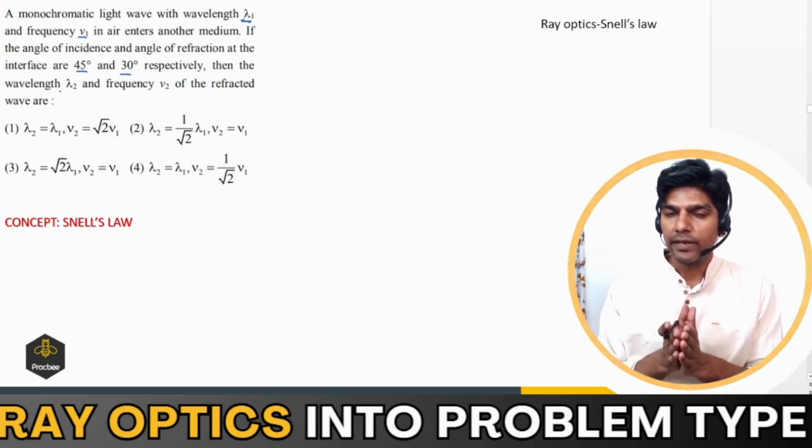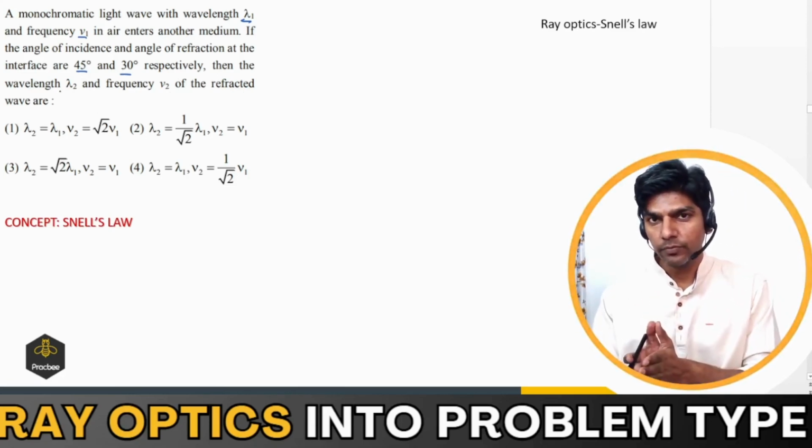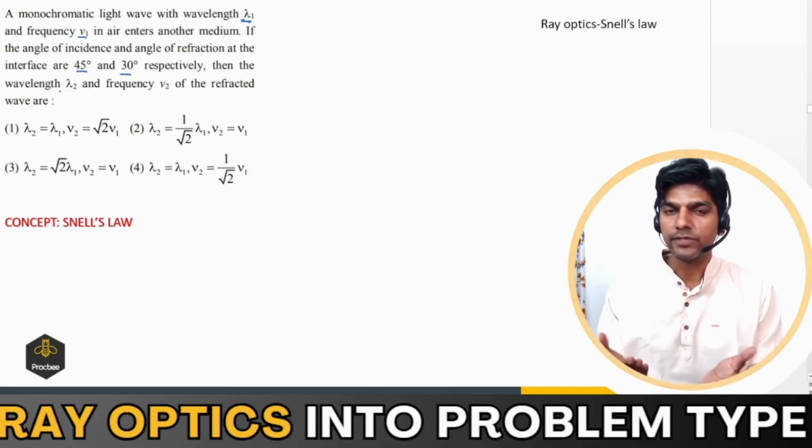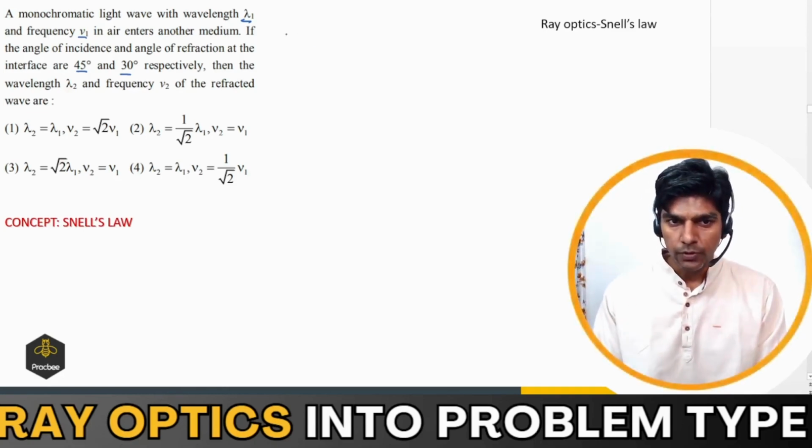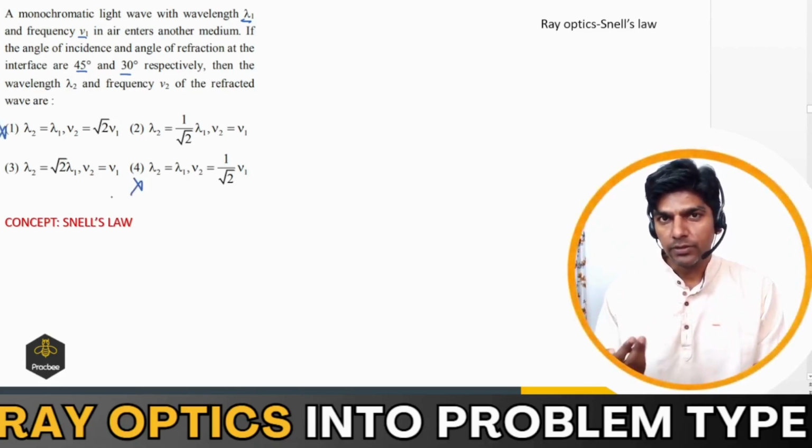So whenever light enters from one medium to another medium, frequency doesn't change because frequency depends only on the source. So frequency will remain the same. So nu 2 will be equal to nu 1. So option 1 and option 3 are incorrect. Now we have to find the wavelength. So wavelength changes when we go from one medium to another.